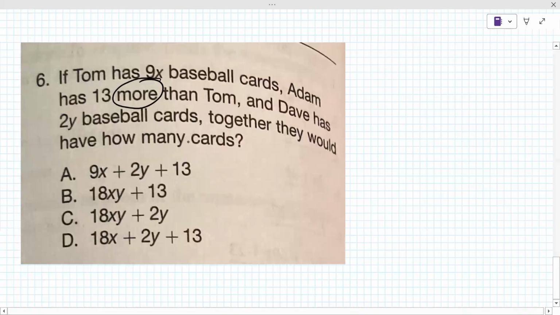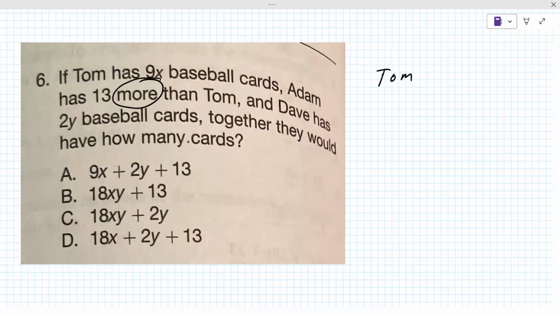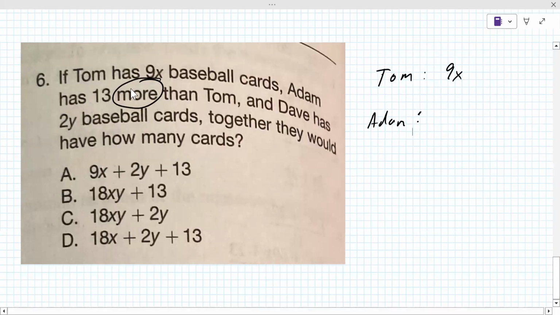Okay. So let's go down the list here. Tom and then Adam. So let's start with Tom. How many cards does Tom have? 9x. Oh, yeah. Okay, now for the next one here, be careful how you answer it. It is not 13. It is not just 13. Adam has 13 more than Tom.